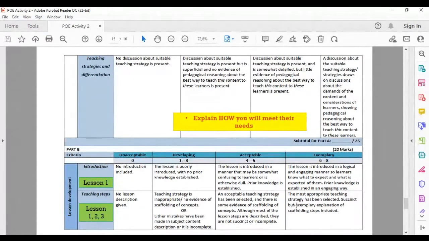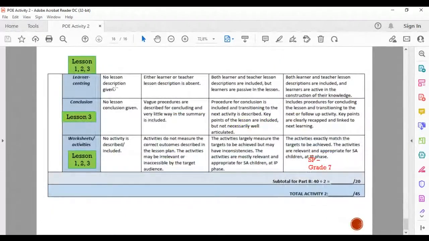So this will be in all 3 lessons, the teaching steps, as well as learner centering. So both learner and teacher lesson descriptions are included, and learners are active in the construction of their knowledge. This will be in lessons 1, 2, and 3. The conclusion will only be in lesson 3, where you wrap up everything, recap the key points, and also link it to the next lesson.